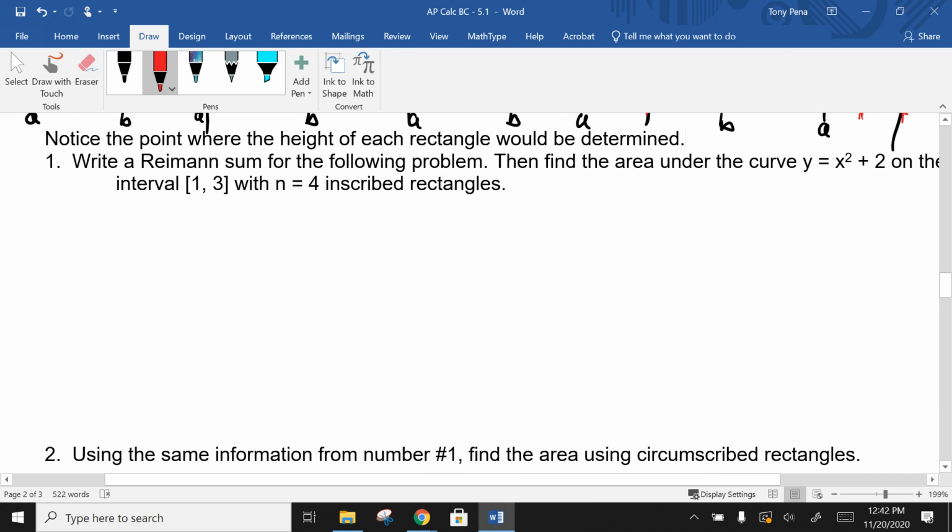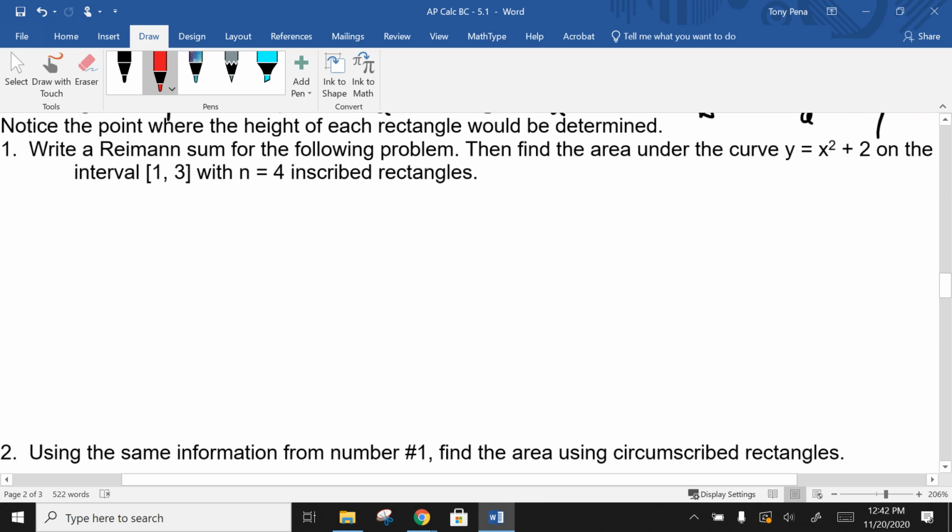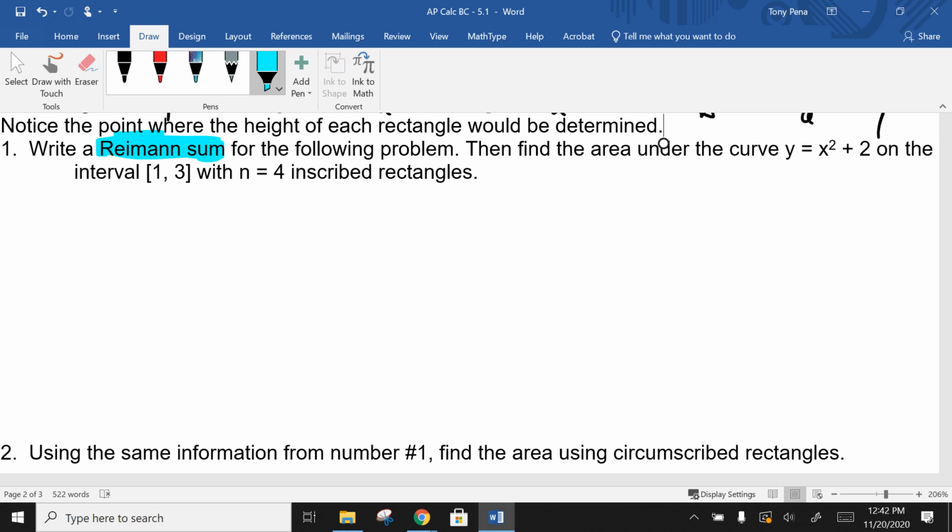Okay, so let's do one of these. Hopefully we can get through one. Write a Riemann sum. A Riemann sum is a sigma notation that's finding the area underneath our curve. Then you're going to find the area underneath this curve on the interval of 1 to 3 with n equals 4 inscribed rectangles. As best I could, I gave you one that's going to look like the ones we drew at the top here, so we don't get too crazy too soon.